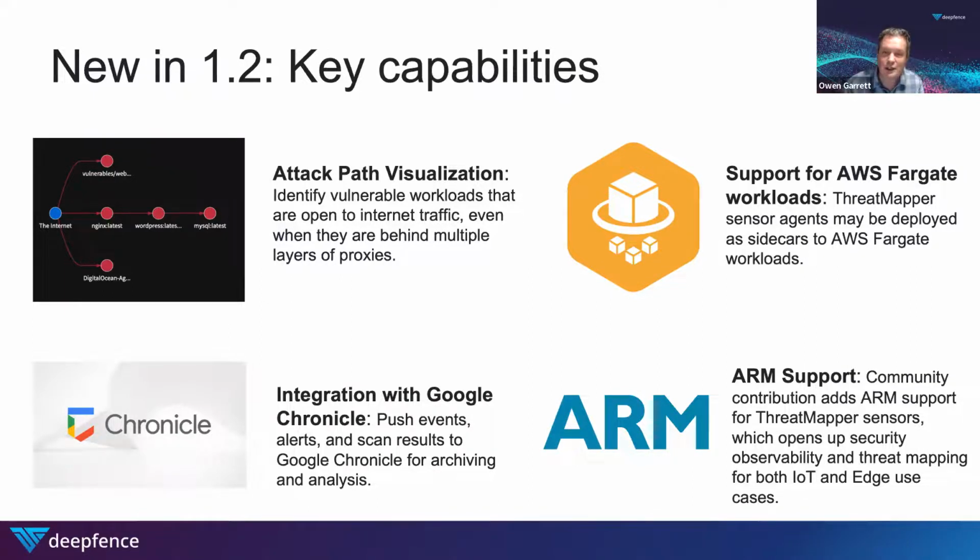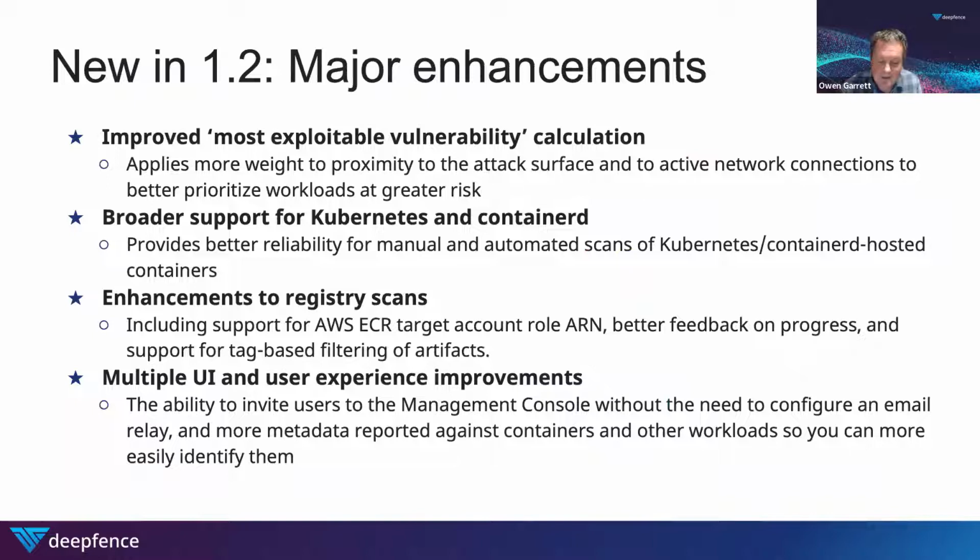Behind these key headline capabilities, we've made tweaks and improvements to the most exploitable vulnerability calculation that we use, adding more weight to the proximity to the attack surface. This drafts off the attack path work that we've done, and weight to services that have active network connections. We fixed some limitations and improved our support for Kubernetes and containerd environments, making it even easier for you to scan entire Kubernetes platforms with a couple of clicks.